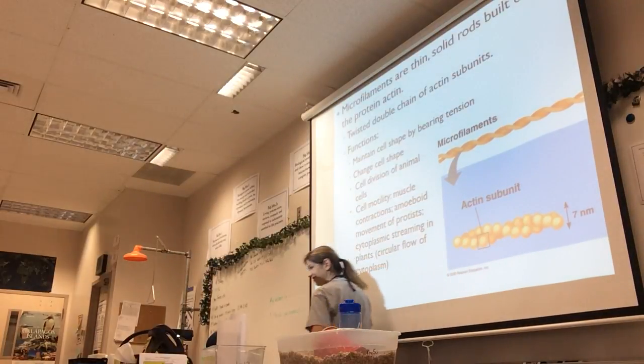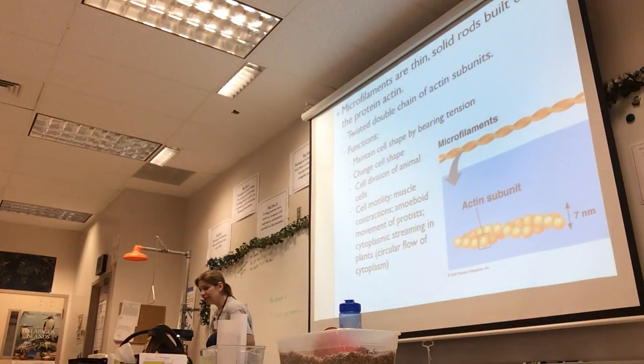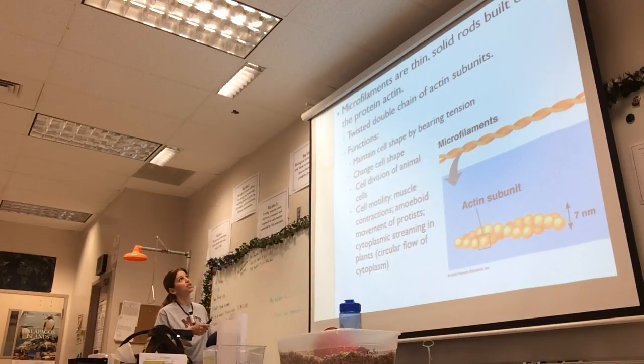Delicious. We have microfilaments. Microfilaments are thin, solid rods built of a protein called actin. These are really, really strong. Again, maintain cell shape. They do this by bearing tension, so this is what we have on the outside of that cell. Also involved in cell division of animal cells, so again, cell shape is from the outside.